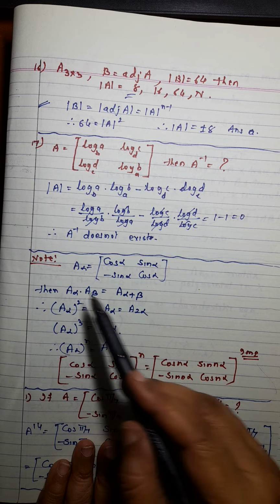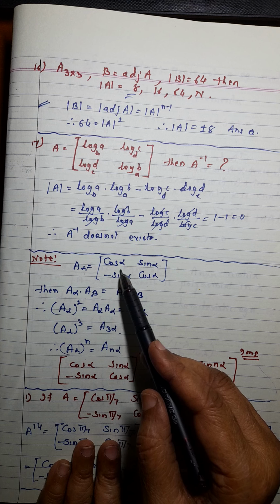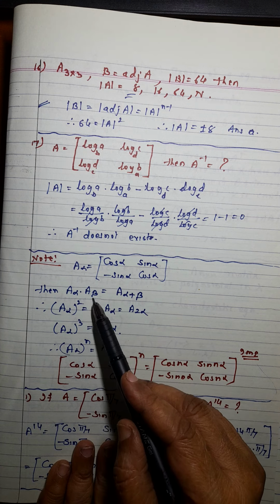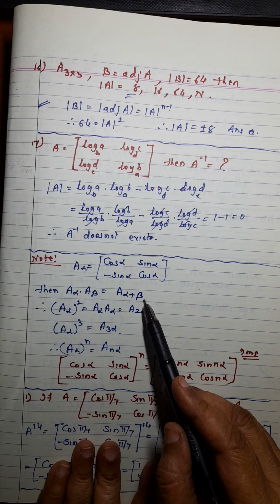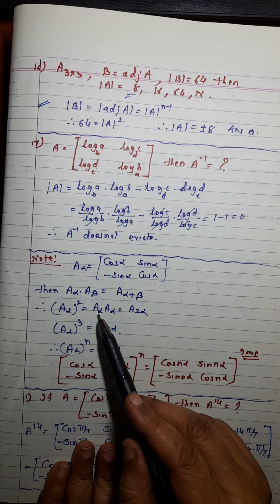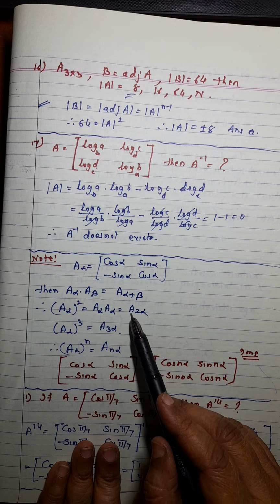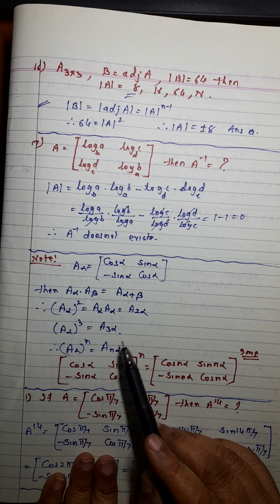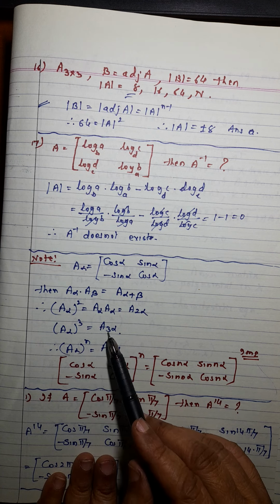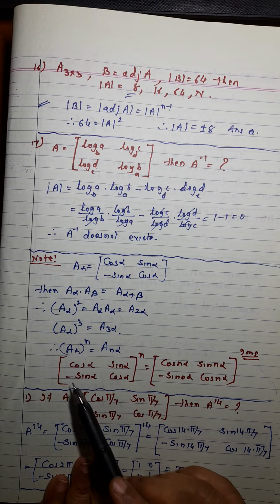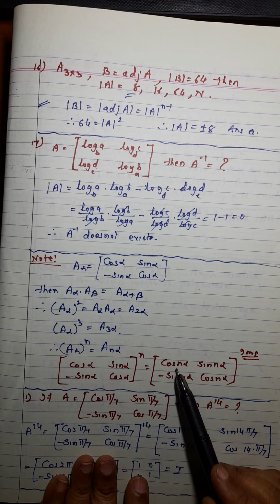Specially for this matrix, A alpha, cos alpha, sin alpha, minus sin alpha, cos alpha, you know A alpha into A beta is equal to A of alpha plus beta. If I put beta equal to alpha, you will get A alpha square is equal to A alpha into A alpha, that will become A of alpha plus alpha. By using this, it will be A 2 alpha. Similarly, A alpha cube will be A 3 alpha. So A alpha raised to n will become A n alpha. So this bracket raised to n, this n will come here.